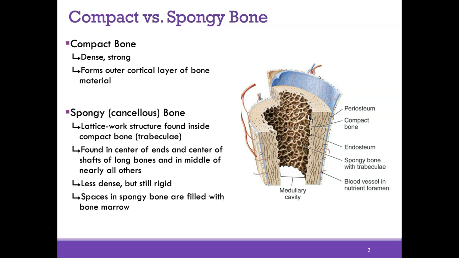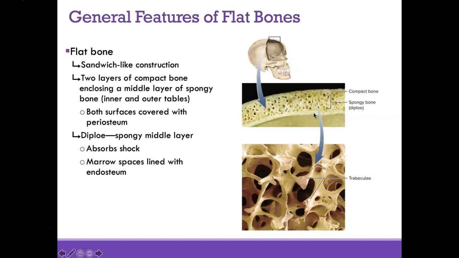The spaces in the spongy bone are filled with bone marrow. And we see the spongy bone in the center and the ends of long bones and in the middle of nearly all other bones. Right, so overall we're seeing the spongy bone can reduce the weight of bone. So we still get the strength, but it's not as dense. So this is the spongy bone with those trabeculae, and this is the compact bone.